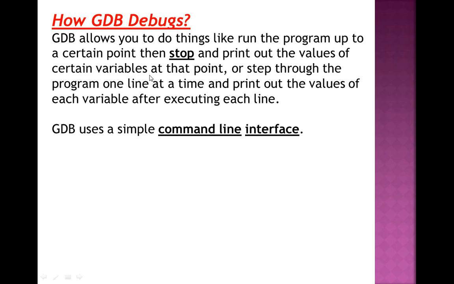You can check certain variables at that point, or step through the program one line at a time and print out the values of each variable after executing each line. GDB uses a simple command line interface, one that works with operating systems such as Unix and DOS, the disk operating system. Unix is also an operating system.